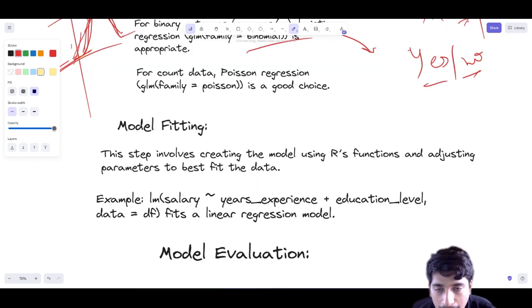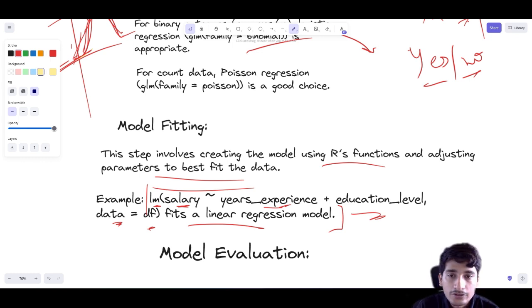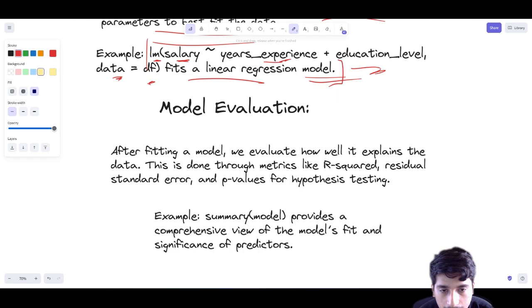Now we have got an idea. We have selected the model, we have cleaned our data. Then what we have to do is model fitting. What we do in this is use our built-in function and adjust the parameters to best fit the data. Basically, we write this line of code, using lm with salary against experience plus education level and data, and the data fits into the linear regression model. You don't need to be scared of this. In the upcoming data visualization of the linear model, we are going to look at how you could use the linear model.